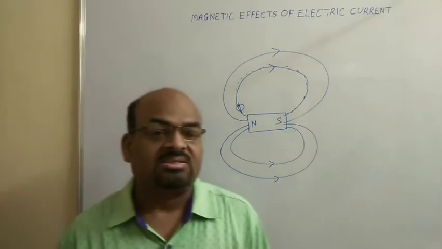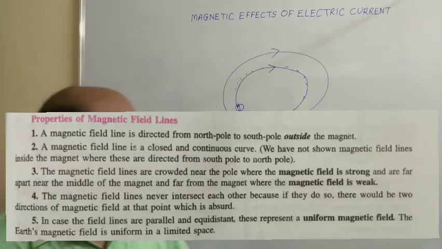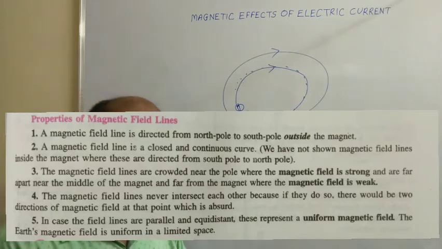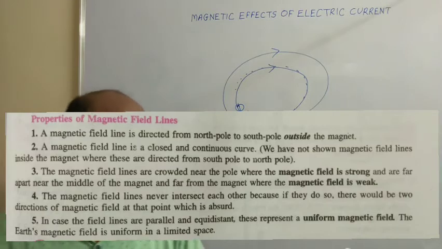Now I am going to discuss some properties of the magnetic field lines. These are also called magnetic field lines. A magnetic field line is directed from the north pole to the south pole outside the magnet. A magnetic field line is a closed and continuous curve. We have not shown the field lines inside the magnet, where they are directed from the south pole to the north pole. The third property is that magnetic field lines are crowded near the poles, where the magnetic field is strong, and are far apart near the middle of the magnet and far from the magnet, where the magnetic field is weak.